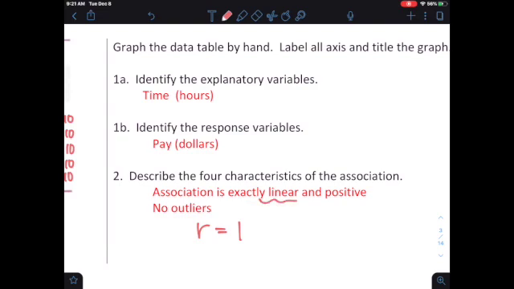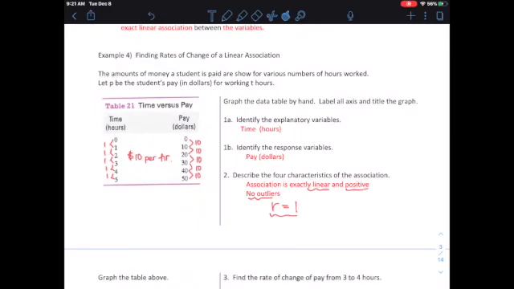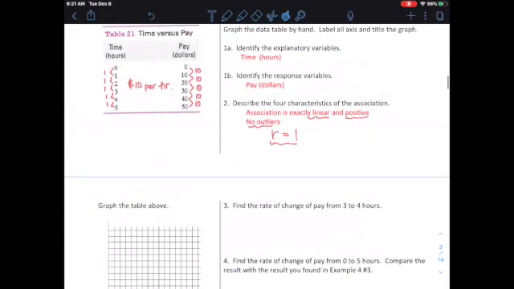Linear is the form, positive is the direction, unusual, correlation. There's your 4 things. Okay? I don't want you to worry about punching the calculator to find out what the correlation is yet. It just had to be identified. We're going to talk about how to deal with correlation a little bit later down the line. Going on to the next thing.